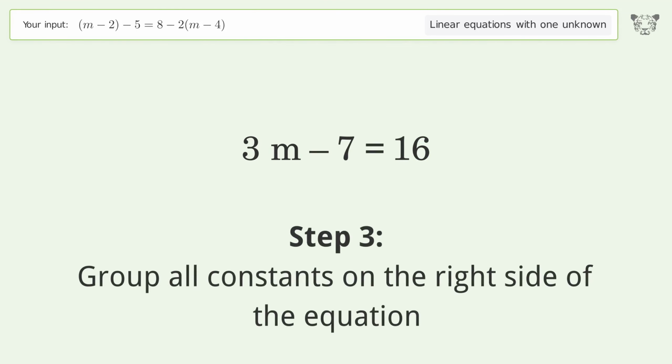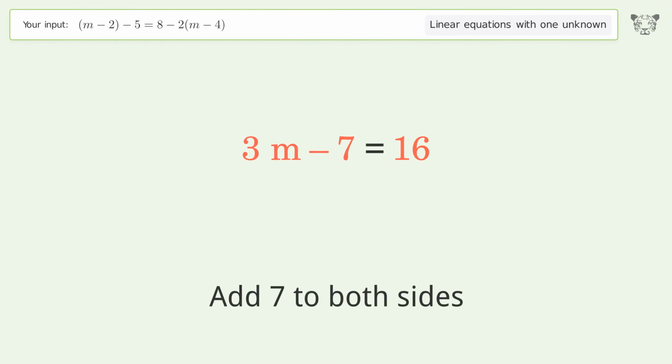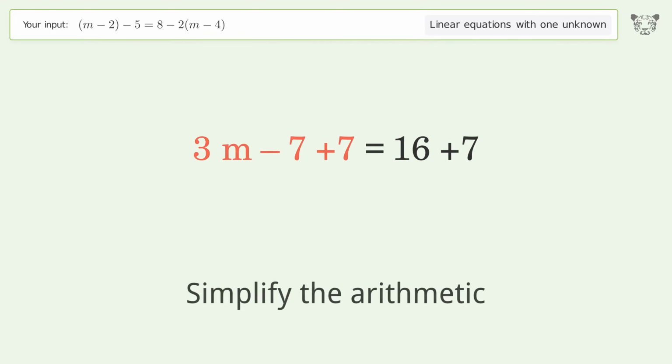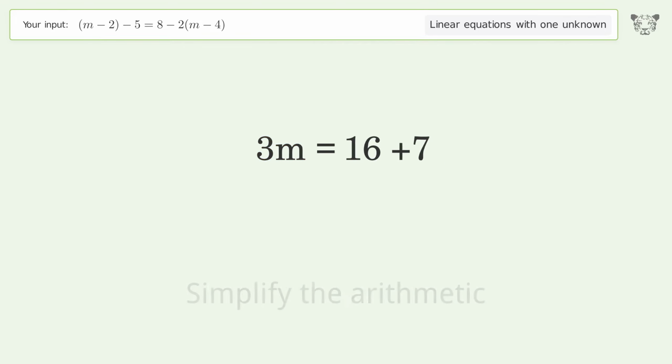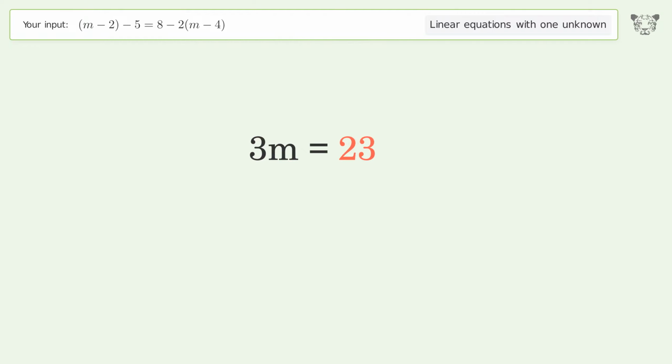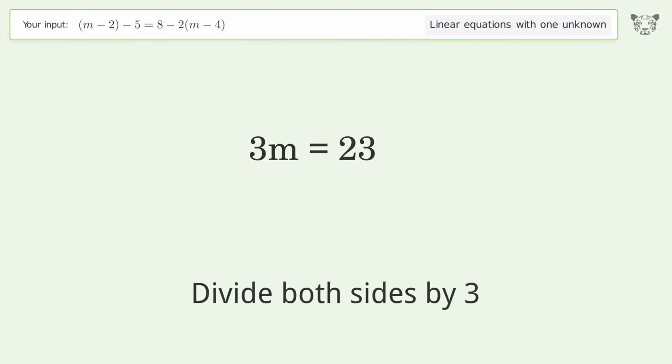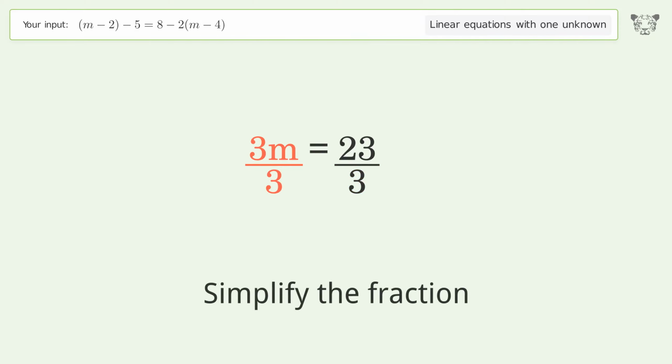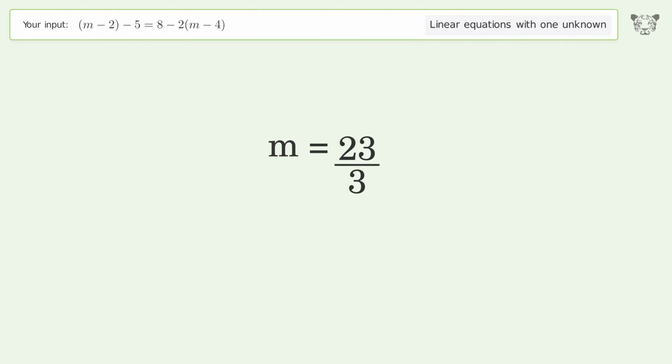Group all constants on the right side of the equation. Add 7 to both sides. Simplify the arithmetic. Isolate the m. Divide both sides by 3. Simplify the fraction. And so the final result is m equals 23/3.